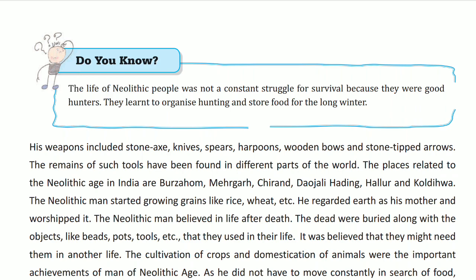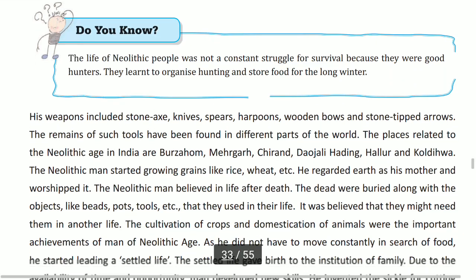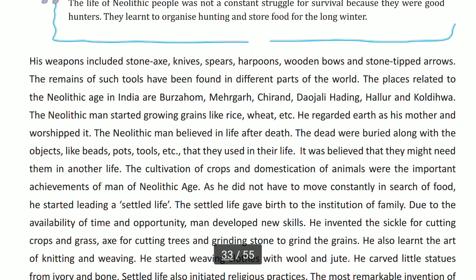After that, what will happen? His weapons included stone axes, knives, spears, harpoons, wooden bows, and stone tipped arrows. These are the forms of tools they were using. The remains of such tools have been found in different parts of the world. How do we know about these tools? Because the remains of such tools were found in different parts of the world.